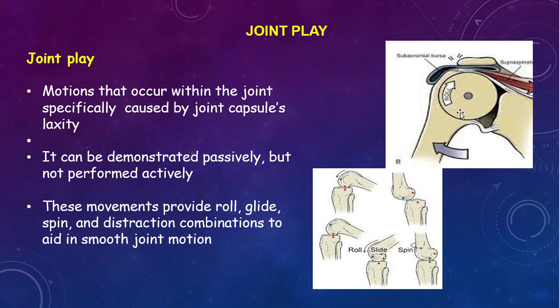Now, we cannot call scapulohumeral rhythm a joint play because the capsule is not involved in that movement. We cannot even call it arthrokinematics because the scapulothoracic joint is not a true joint in the body. I hope you understand me.